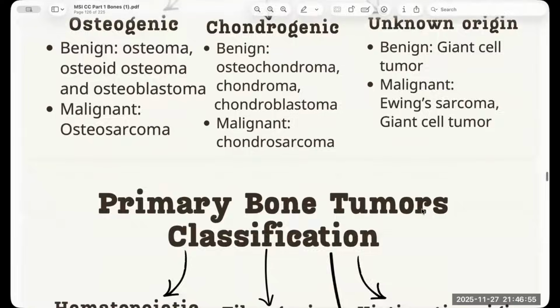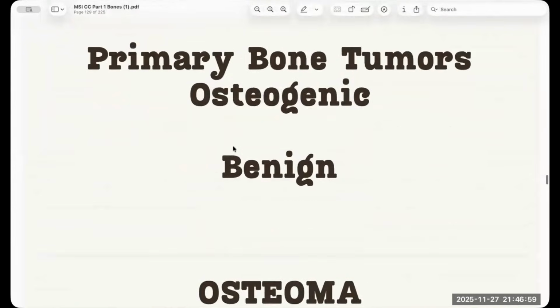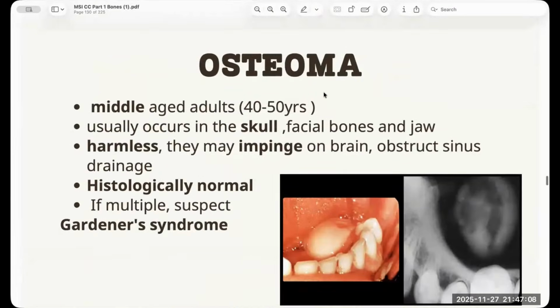But we'll be going through them as major entities, to memorize them better. Okay? Starting with the primary bone tumor, osteogenic, benign. So the first one is osteoma.